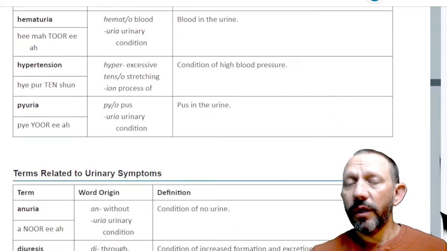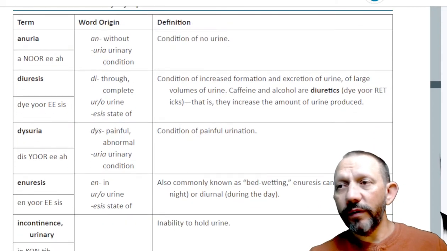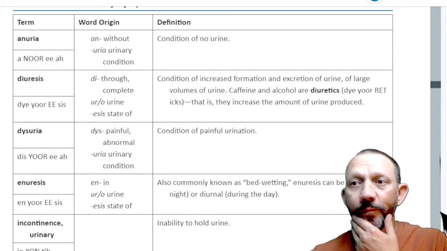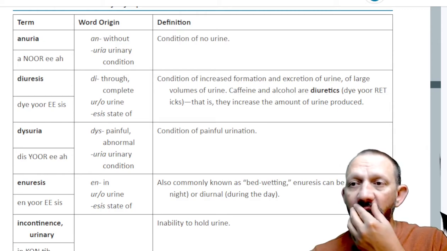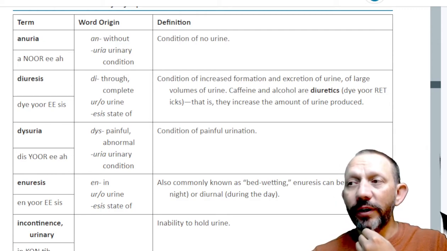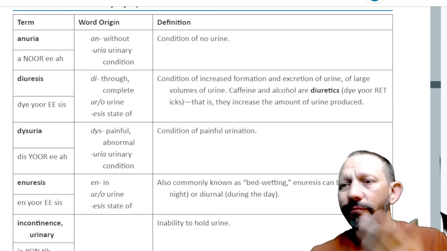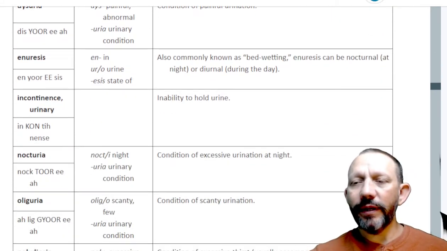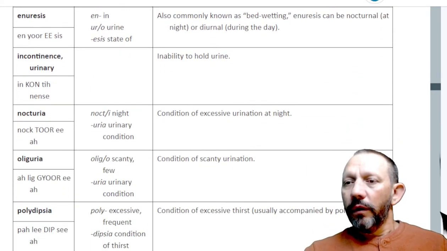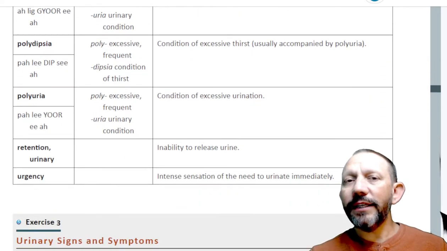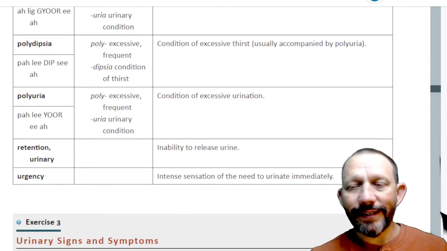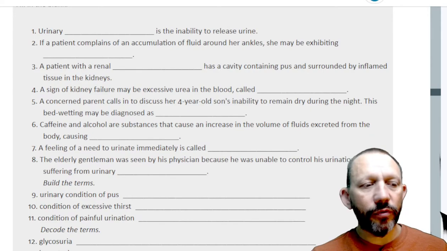This is good. So you can run through each one of these. Make sure your anuria means you're not urinating at all. Diuresis, condition of increased formation and excretion of urine. Okay, dysuria, painful urination. We don't like that. Okay, oligouria, scanty urination. Oligo means scanty. Okay, we're just going to go through this one rather.